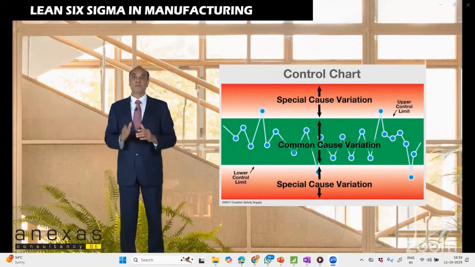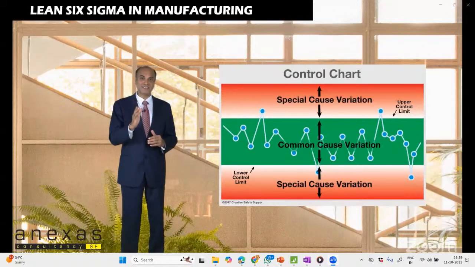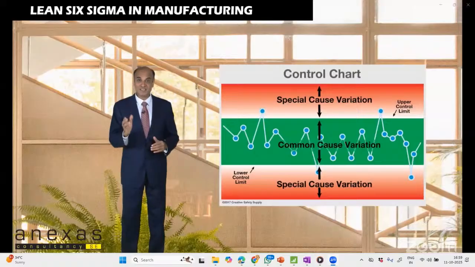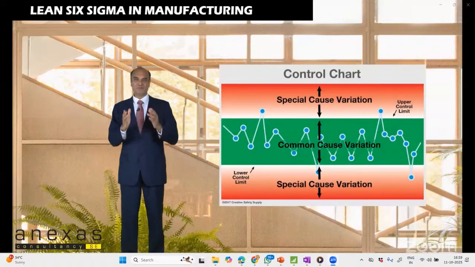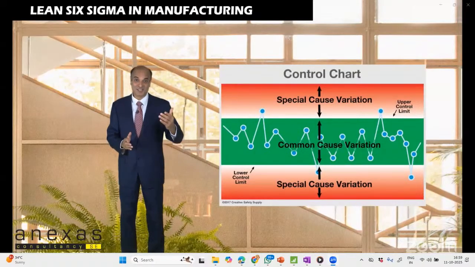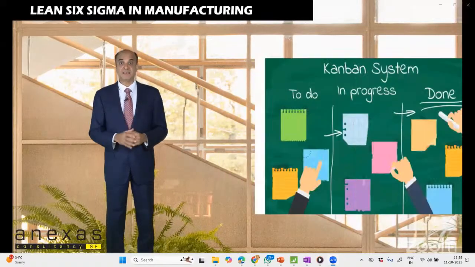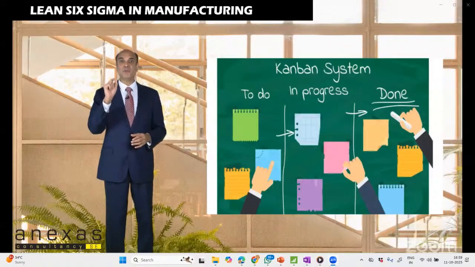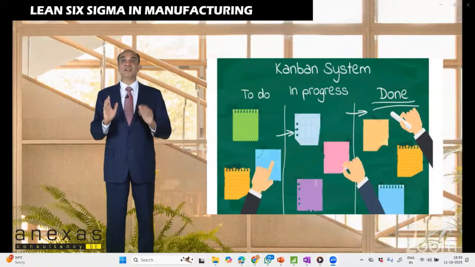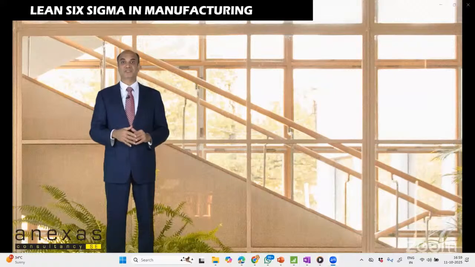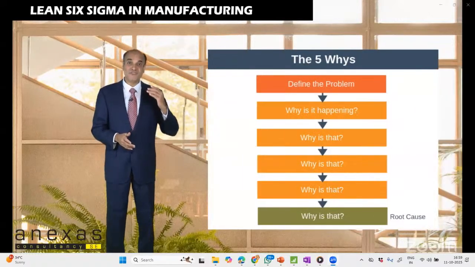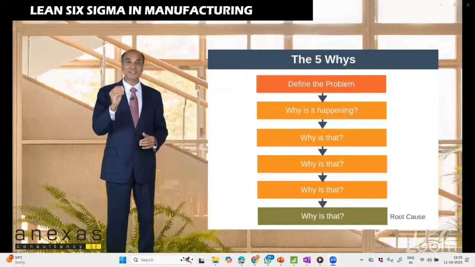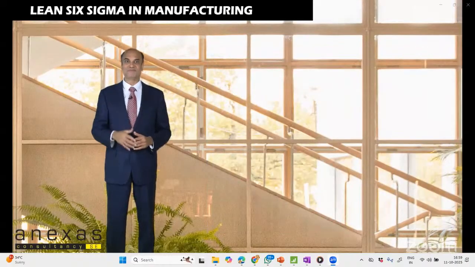Control charts. By understanding the control charts, you can understand the difference between the common causes and special causes. For special causes, you take immediate action, and for common causes, you take long-term actions. Kanban. It is a visualizing tool for maximizing the flow of goods and work without unnecessary inventory or transportation. Then we have 5 Whys. Ask why 5 times and you will get to the root cause of the problem.